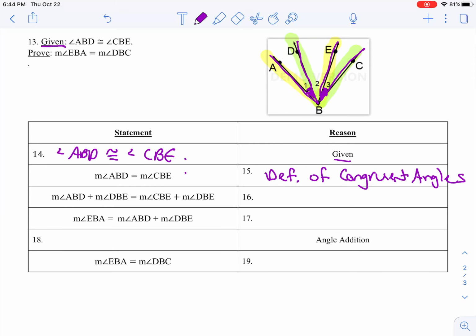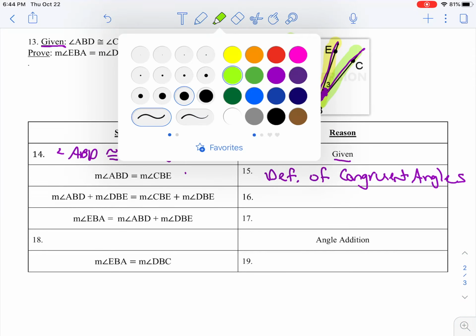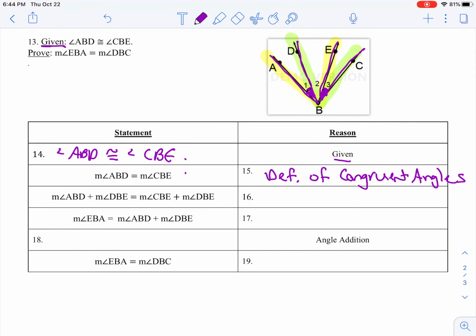So now let's look what happened here. Let's get a different color here. We have our ABD and our CBE, and you can see that those are right here. And notice what's happening is we're adding the same angle measure to each of the equal angles to start with. So that is our addition property of equality again. We added equal amounts to the equal sign.